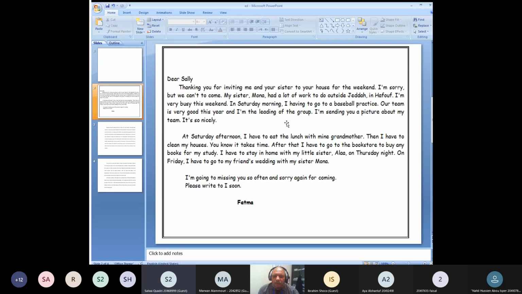A picture about my team. I think it's wrong. It should be a picture of my team. Excellent. Remember when we talk about photos and pictures, we say photos of, pictures of, right? But when you talk about books, you speak about a book about, a magazine about, for example. But with photos and pictures, you use the preposition of. Thank you, Salwa. Can we have the other young lady?